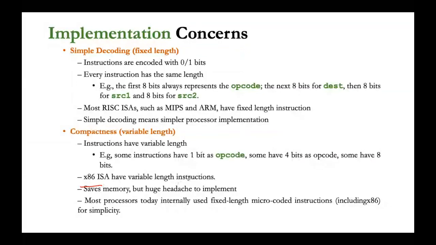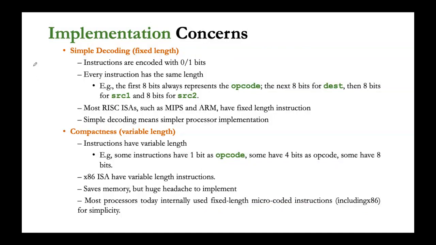The x86 ISA has variable length instructions as said. It saves memory, but it is a huge headache to implement because it requires more functional units than the simple encoding. In simple encoding, it may simply use the registers and your ALU, whereas it may require a lot of functional units. So most processors today internally use fixed length micro-encoded instructions, including 8086, for simplicity.